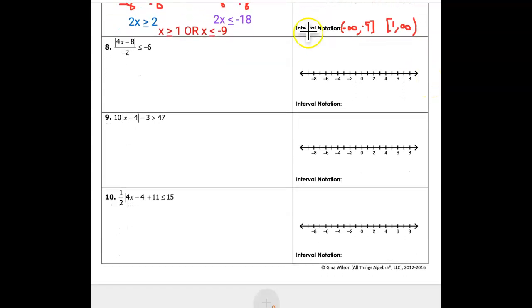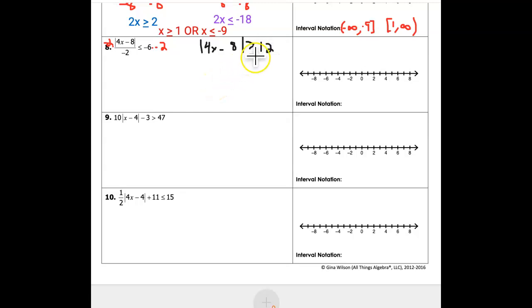All right, now same thing with number 8. We start by multiplying both sides by negative 2. So that's going to do a couple of things. It's going to get rid of that division. So now I have absolute value 4x minus 8. But now when we go to solve, because we multiplied by a negative, I'm going to flip my sign. So now it becomes greater than 12.